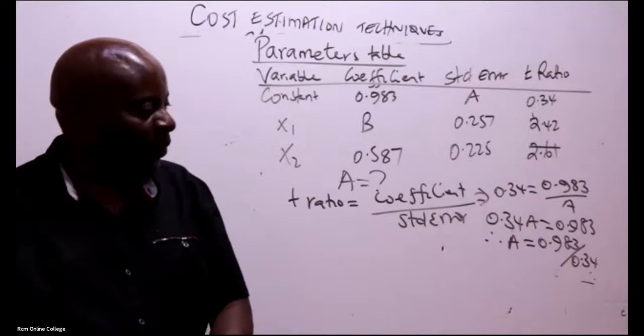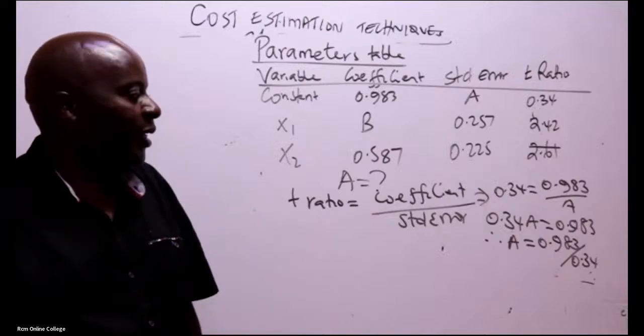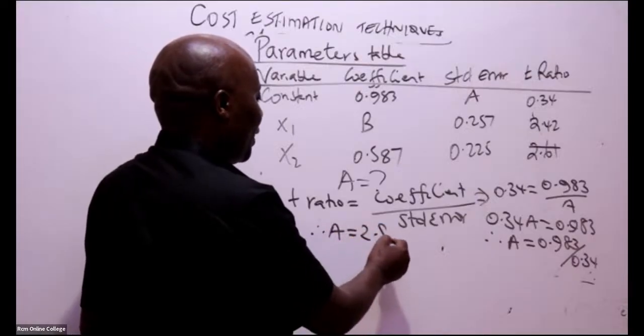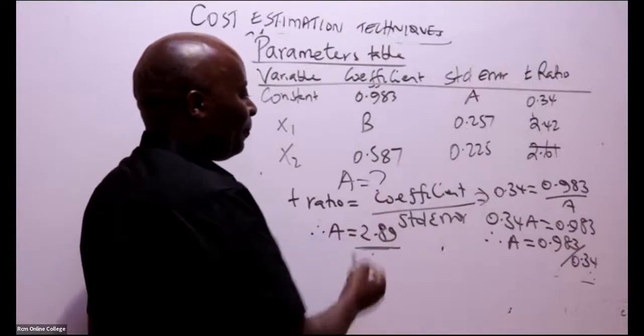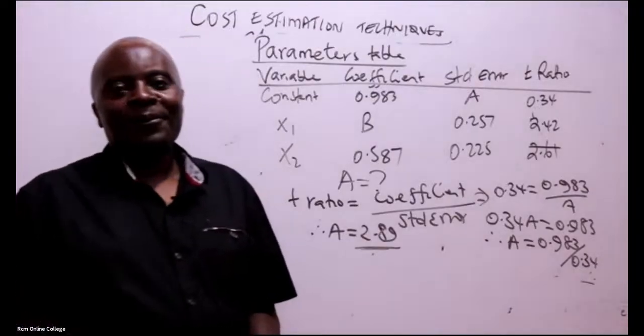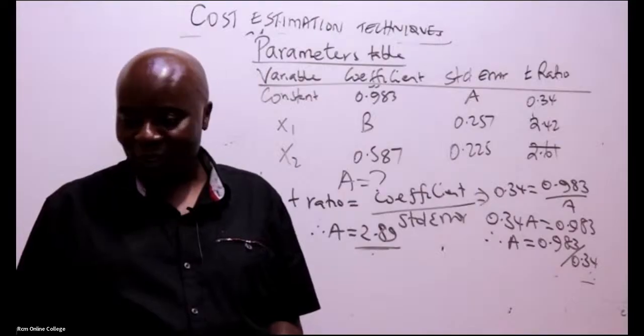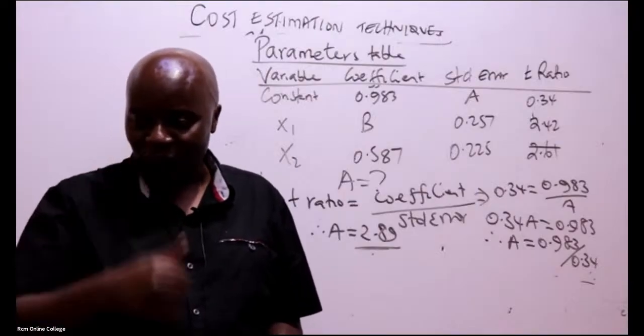So they are telling me that A is 2.89. Therefore A is 2.89. So is that okay? Or is there anybody who has a question? Is this okay, how we have gotten A?